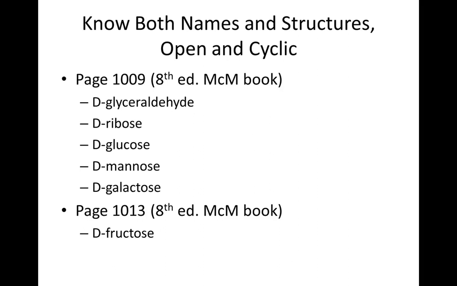So the molecules that I want you to know, both the names and the structures for, in either the open or the cyclic form, are pictured in your book on page 1009 in the 8th edition book. Glyceraldehyde we've talked about, glucose we've seen, and mannose we've seen. You should also know D-ribose, which is a 5-carbon sugar. Fairly obviously that's important in DNA and RNA. And galactose, and you'll see why that's important a little later. And fructose we've also talked about on page 1013. And there's a couple other places in the book where they're pictured.